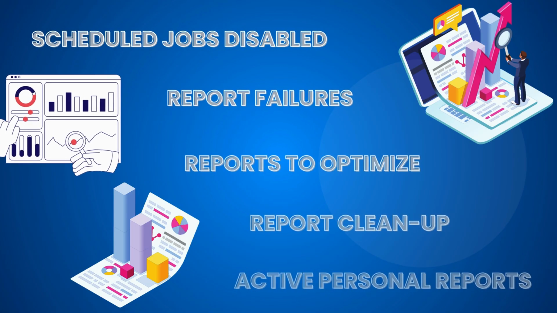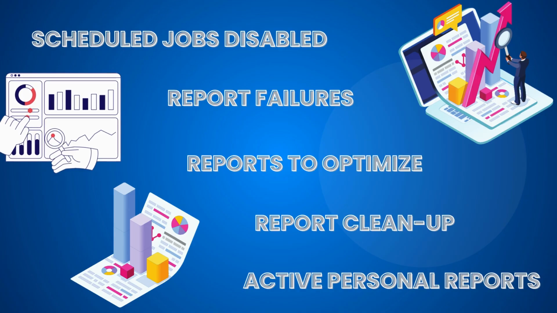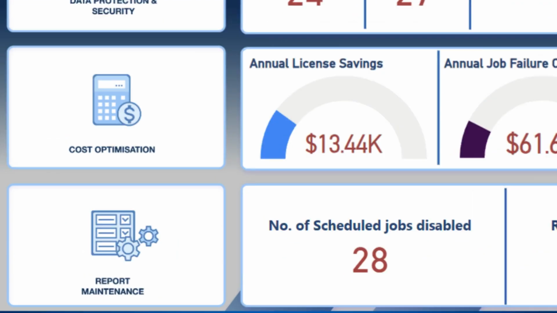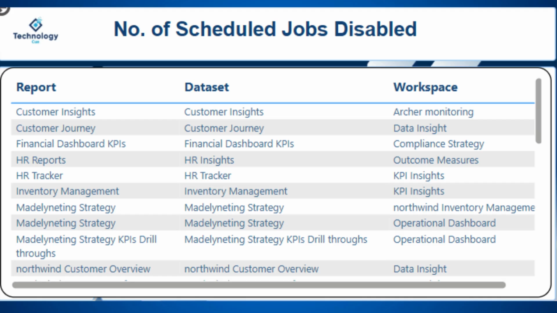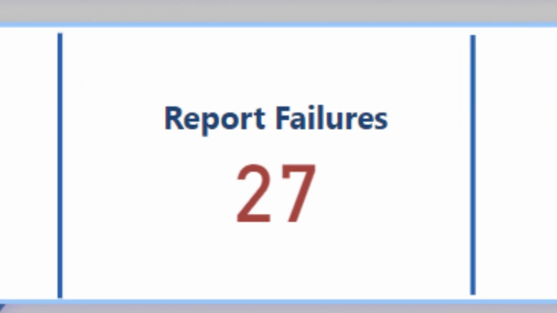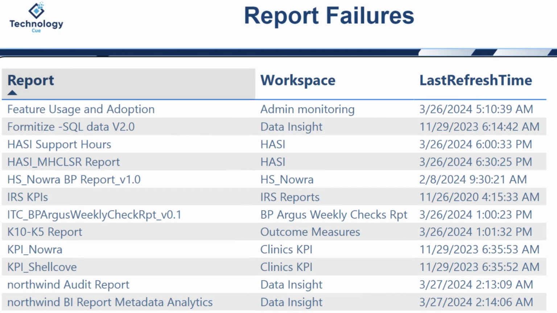Maintaining your reports is crucial for smooth operations and reliable data. With just a simple click, you can access detailed reports of 5 key metrics. Starting with scheduled jobs disabled, you can ensure critical processes are running smoothly and avoid potential failures. Then keep an eye on report failures to maintain data integrity and reliability.